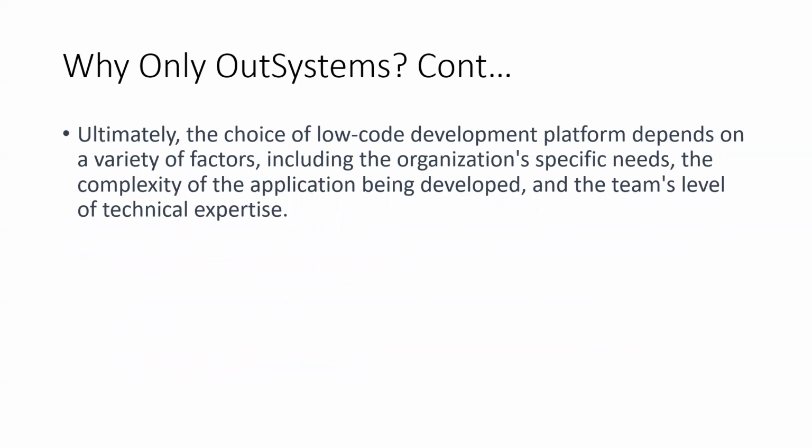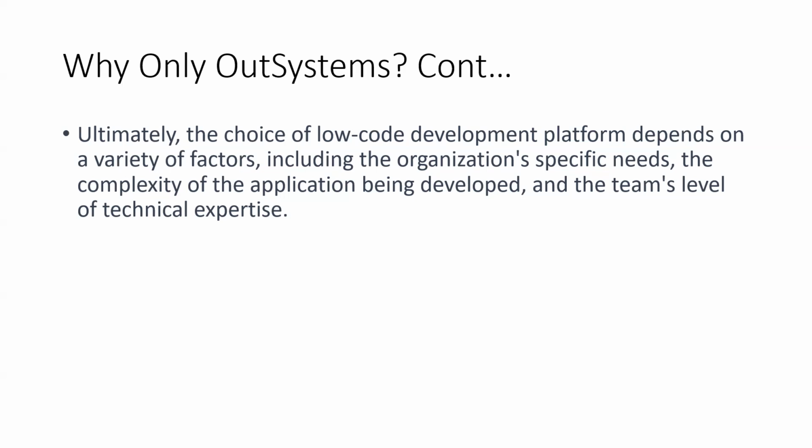Ultimately, the choice of your low-code development platform depends upon a variety of factors, including the organization's specific needs, the complexity of the application being developed, and the team's level of technical expertise. So which platform should I choose? There are multiple low-code platforms available in the market. Which one do I have to opt for? Whether I have to go for OutSystems or Mendix or the Pega platform?